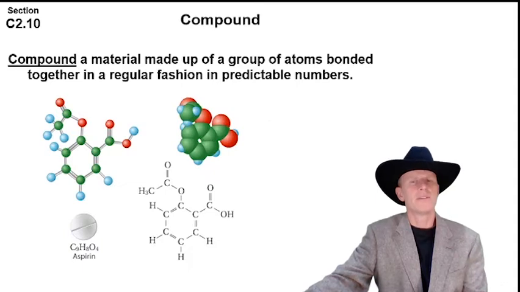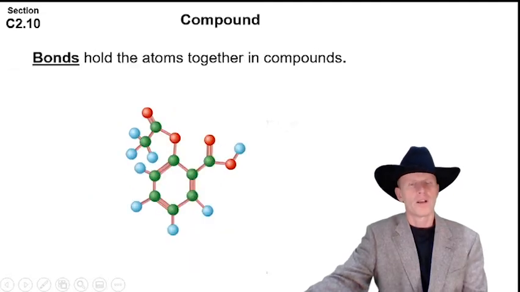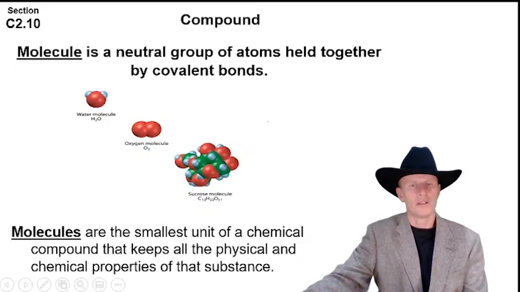Compounds are a material made of a group of atoms bonded together in a regular fashion in predictable manners. You can see these diagrams for different compounds. Compounds are held together by bonds, symbolized by these lines in between the circles. A molecule is a neutral group of atoms held together by covalent bonds and is the smallest unit of a chemical compound that keeps all the physical and chemical properties of that substance.